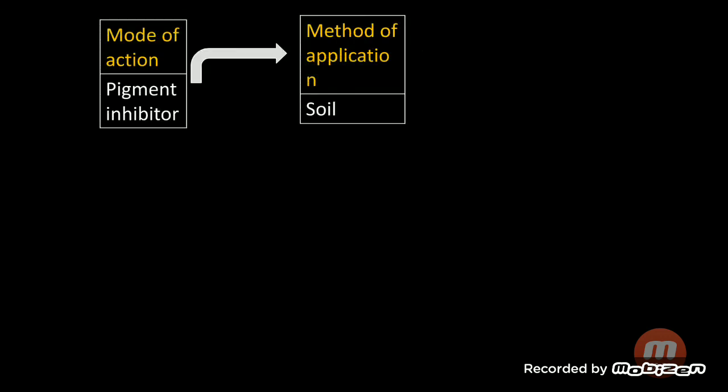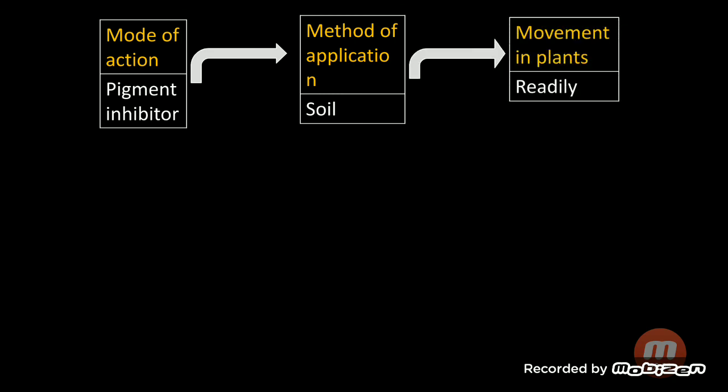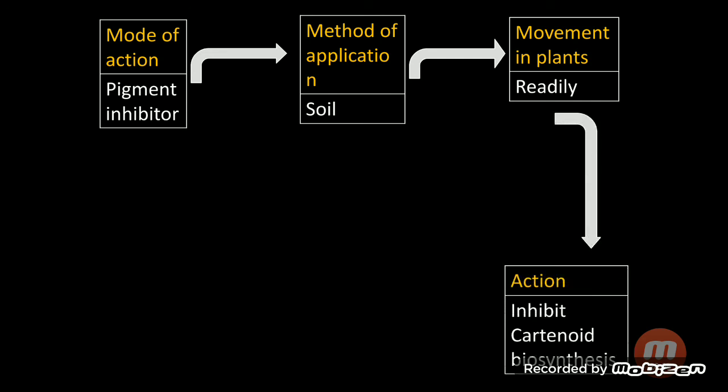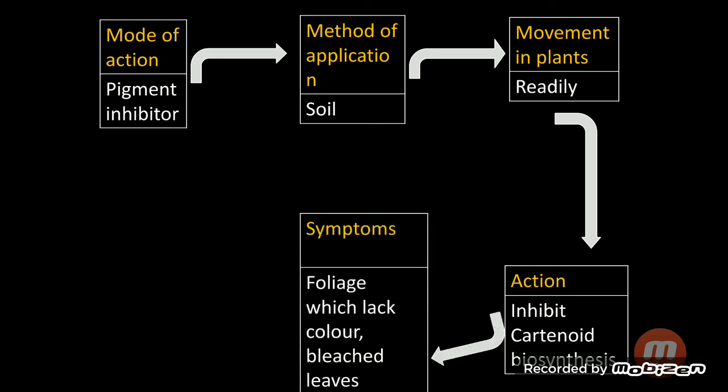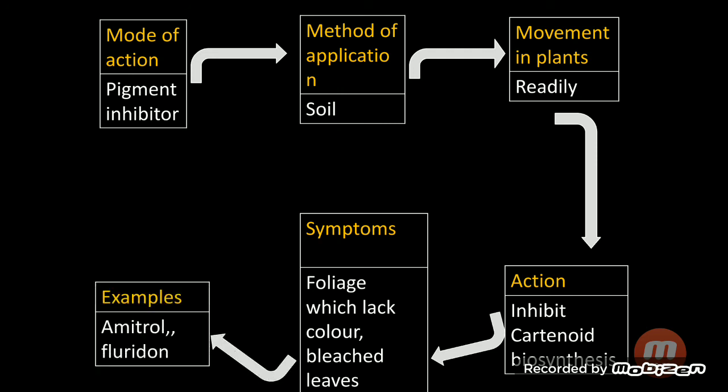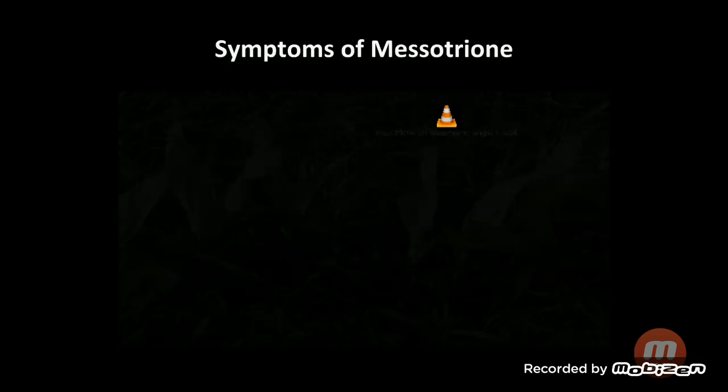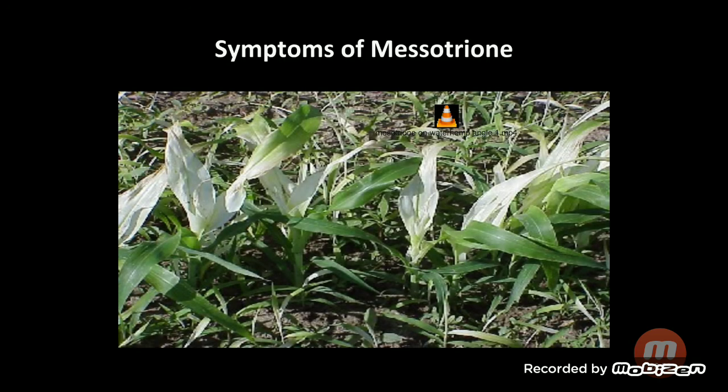Pigment inhibitors are applied on the soil, so they are pre-emergence or pre-plant type. They readily move inside the plant body and inhibit carotenoid biosynthesis. So, there is chlorophyll loss and foliage which lacks color or has bleached leaves. After application the foliage cannot produce carotenoid, chlorophyll production stops and the plant dies. Amitrol, fluridone. You can see the bleaching of leaves from the applied herbicide mesotrione.